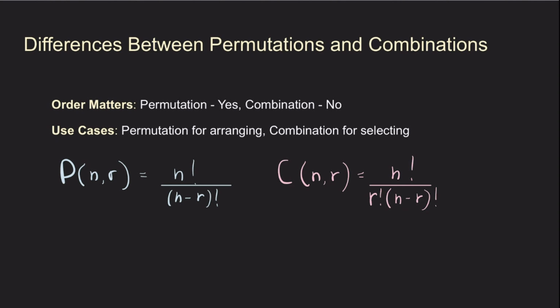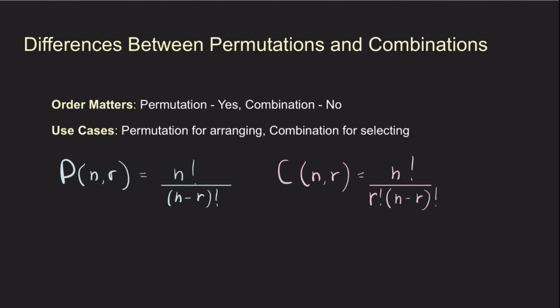Now that we've covered both permutations and combinations, let's highlight the key differences between them. The primary distinction is that permutations consider the order of items, while combinations do not. This means that permutations are used when the sequence matters, such as arranging books on the shelf or determining the order of winners in the race. In contrast, combinations are used when the sequence is irrelevant, such as selecting team members or picking lottery numbers.